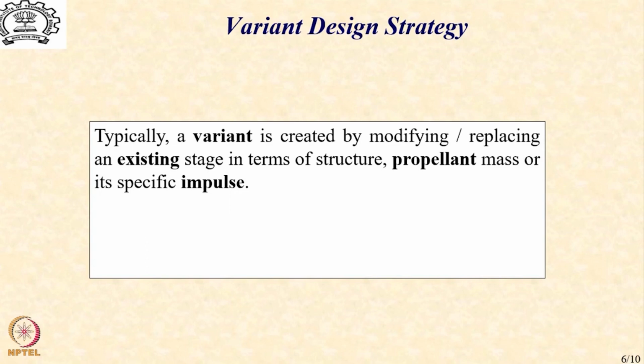Similarly, you could make the structure slightly lighter, and because the structure is made slightly lighter, you may either pack in a little bit more propellant to keep the stage mass same, or you may add a little bit more of payload so that the overall rocket launch mass remains the same, but then you can perform a slightly different mission with the same rocket and nothing else changed.